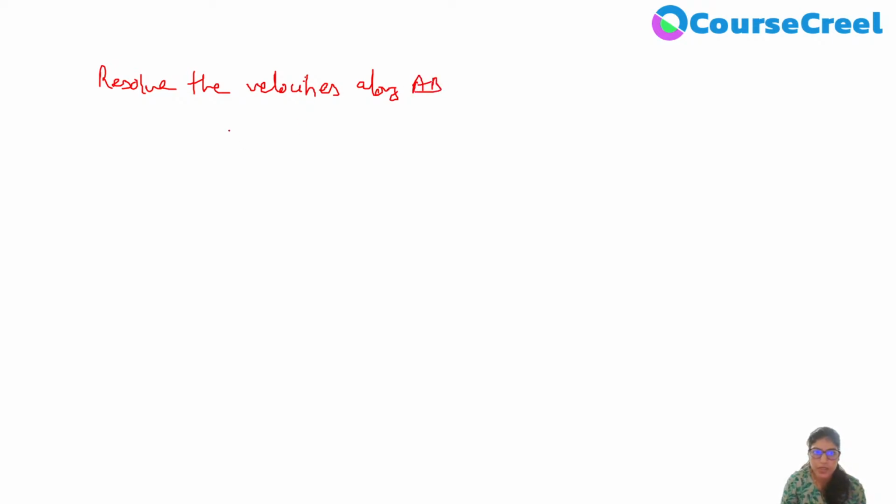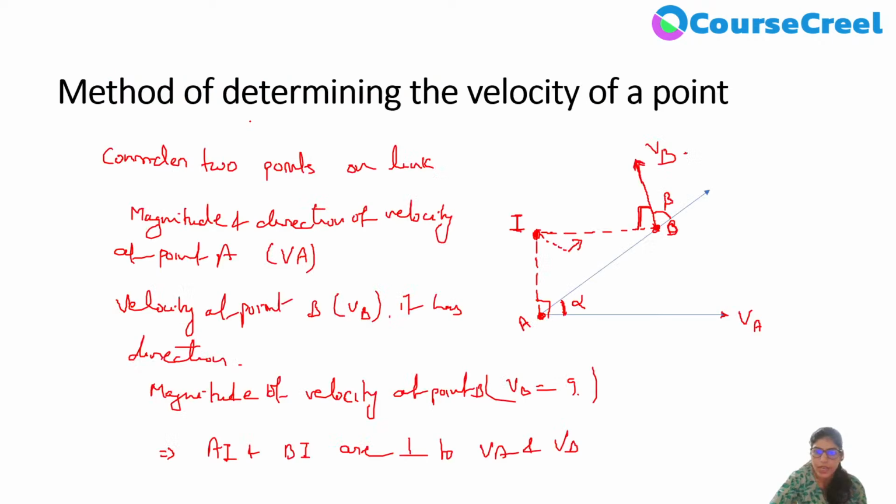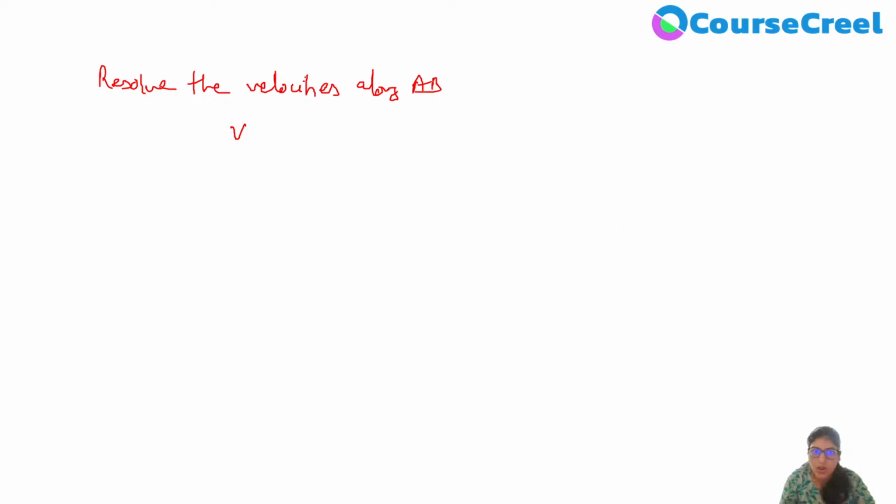So how many velocities do we have? Along AB we have to resolve. So in this direction we have to resolve this particular component of the velocity along AB. Along AB it will be VA cos alpha.